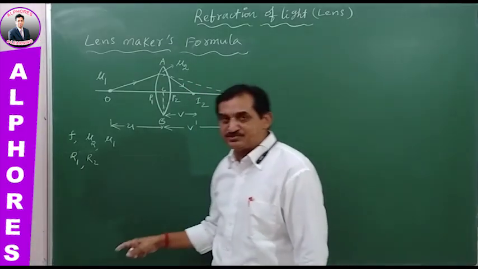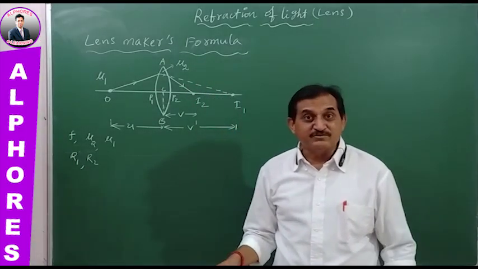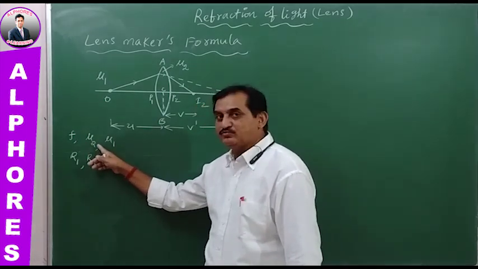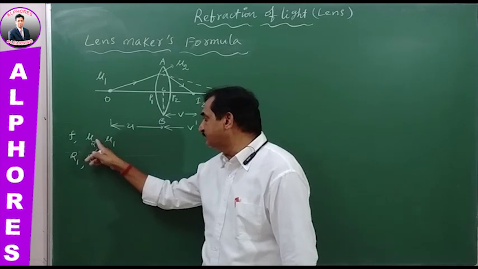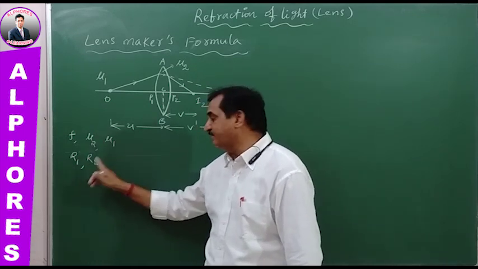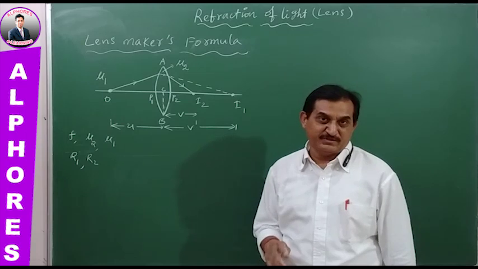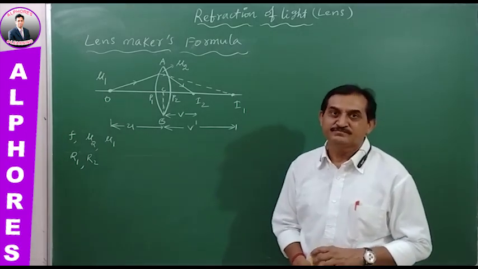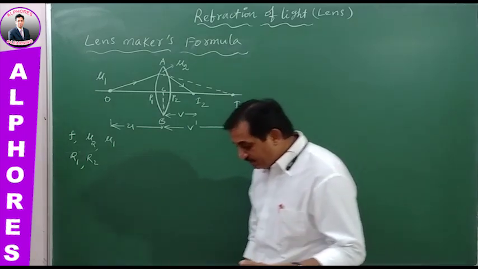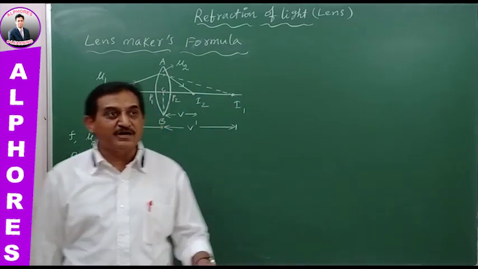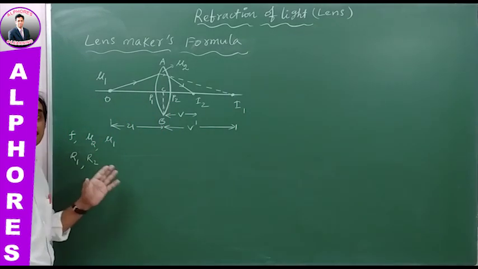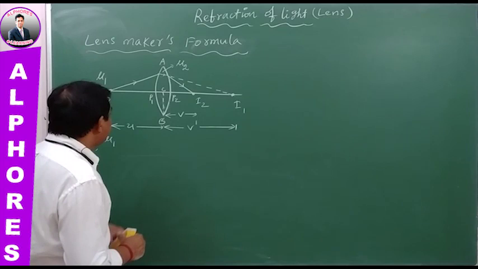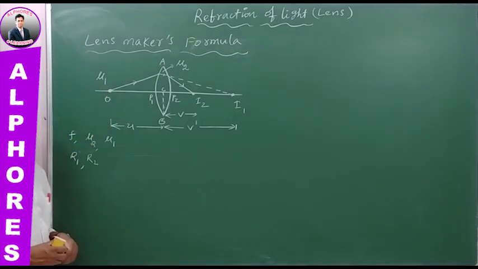The formula which gives the relation among the quantities of focal length, refractive indices of the surrounding and the material medium, and radius of curvature of the spherical surfaces is known as the lens maker's formula. Now how can we derive this lens maker's formula?